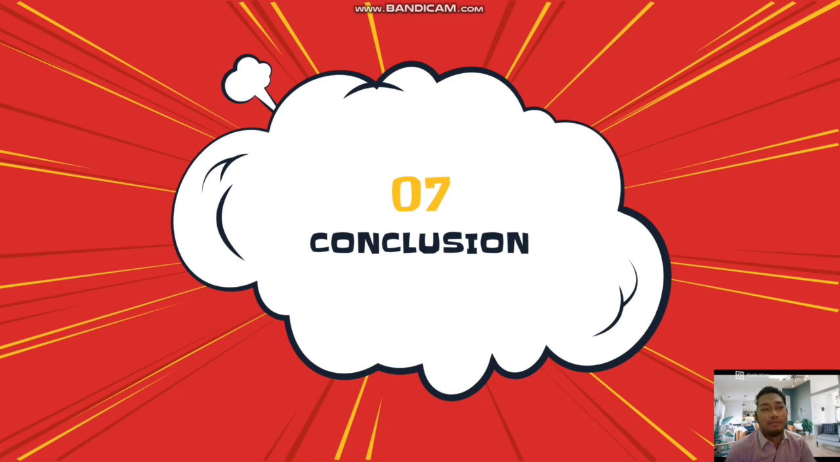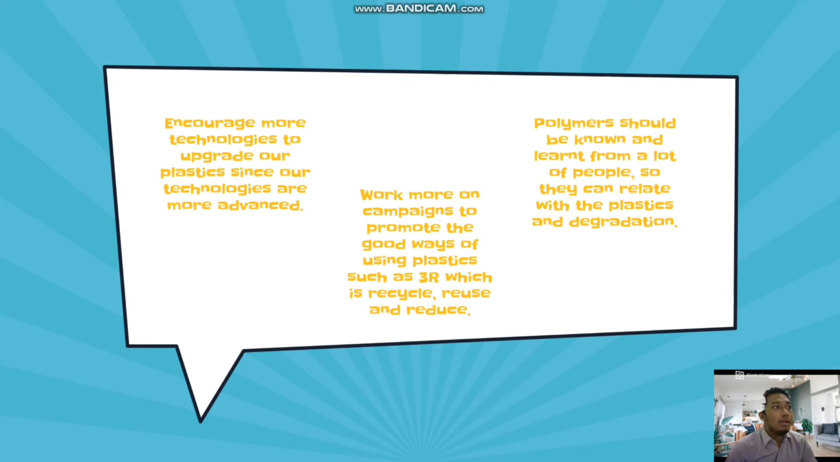Finally, we have conclusions. We need to encourage more technologies to upgrade our plastic, since our technologies are more advanced. Then we need to work more on campaigns to promote the good ways of using plastics, such as 3R, which is recycle, reuse, and reduce. Finally, polymers should be known and learned from a lot of people so they can relate the plastics and degradation.